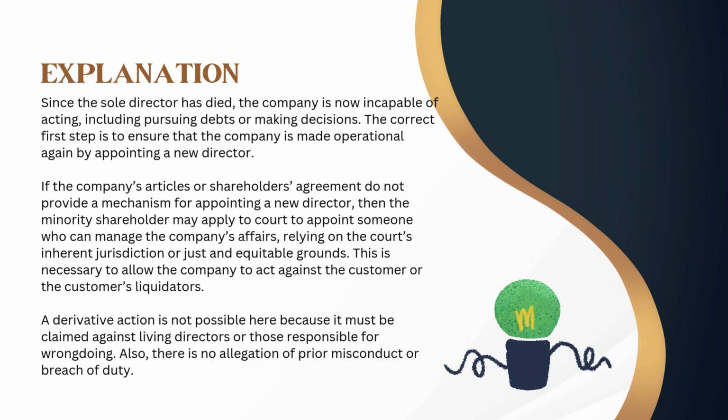If the company's articles or shareholders agreement do not provide a mechanism for appointing a new director, then the minority shareholder may apply to court to appoint someone who can manage the company's affairs, relying on the court's inherent jurisdiction or just and equitable grounds. This is necessary to allow the company to act against the customer or the customer's liquidators. A derivative action is not possible here because it must be claimed against living directors or those responsible for wrongdoing. Also, there is no allegation of prior misconduct or breach of duty.